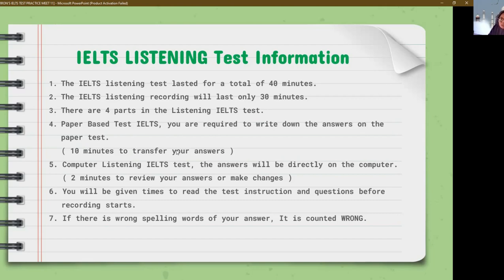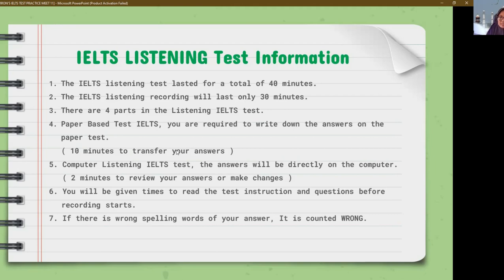But it is not the same, it is not similar to the computer listening test. There will be a difference between the paper-based IELTS test and the computer listening test. On the paper-based test, you have 10 minutes to transfer all of your answers. You can check again, remind yourself again.